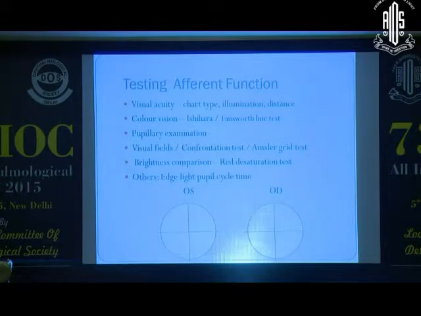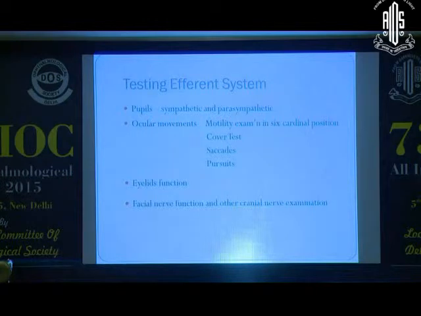So you are theoretically supposed to sit and count how many times that constriction and dilation happen. I don't often remember the number, but what is the normal number? I don't know if anybody remembers. 15 to 30 is normal, but anything less than 7 is considered abnormal. So this is the testing of the afferent function, but coming to the efferent, you again look at the pupils to check for the sympathetic and parasympathetic.